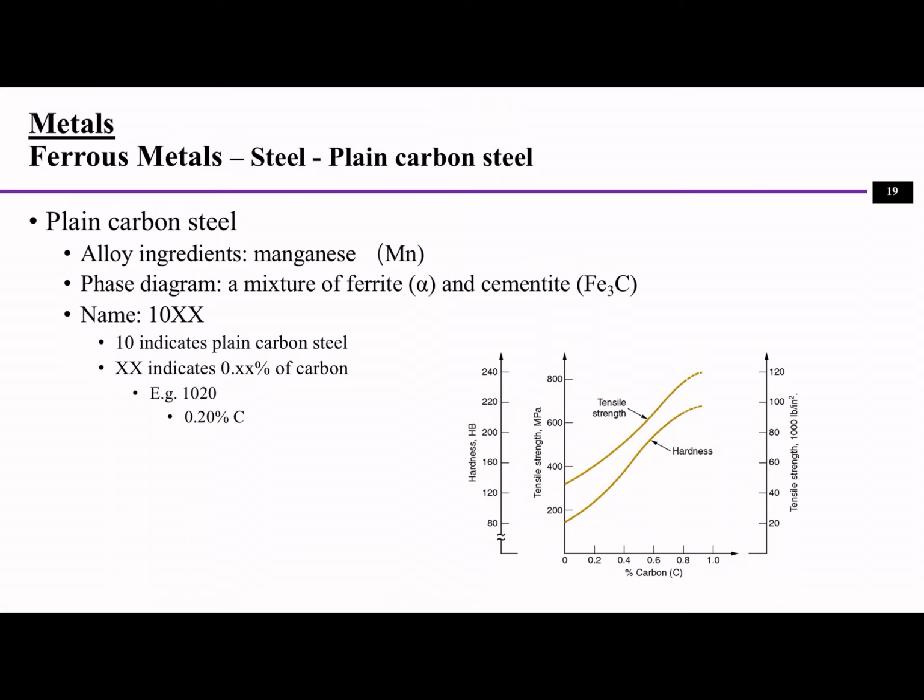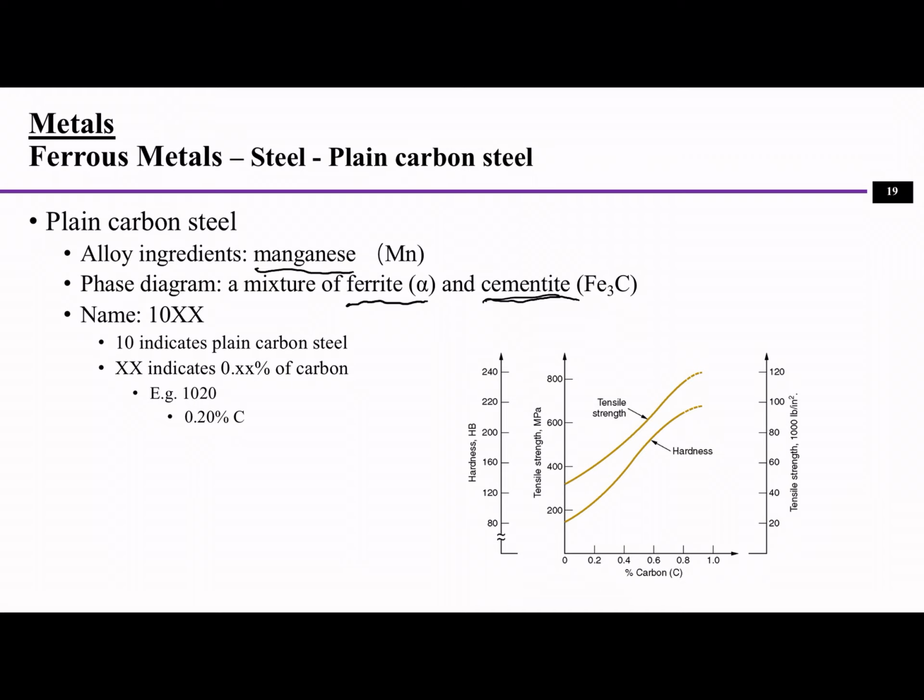So plain carbon steel is of course steel, but it also has some alloy ingredients. The main alloy ingredient for this is manganese. And the phase diagram will be more of a ferrite and cementite structure, right? Ferrite and cementite structures.